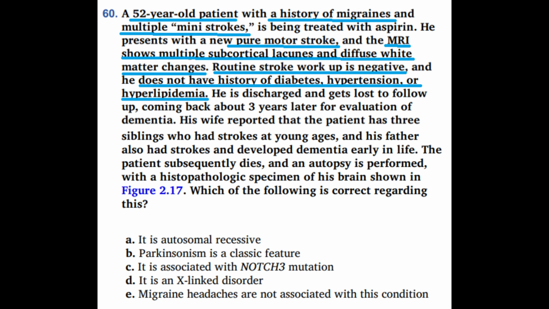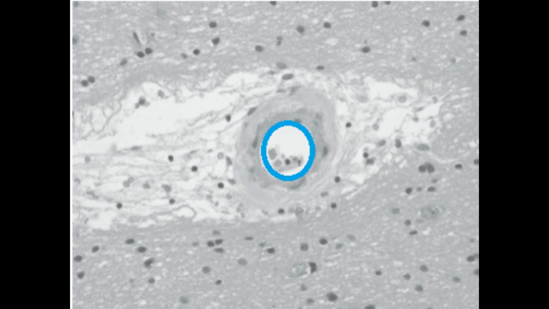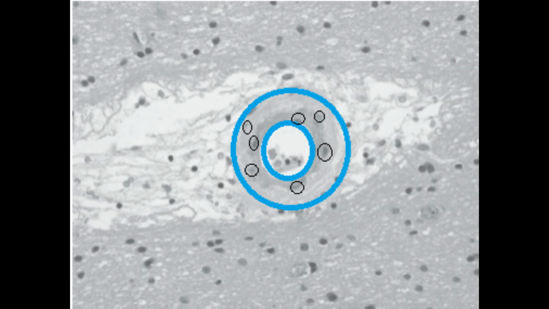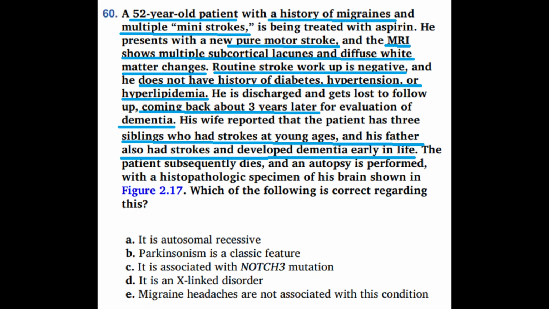That sounds suspicious, right? Well, fast forward 3 years later and he returns with dementia, and now we are getting the game-changing family history. Siblings with early strokes and a father who developed vascular dementia. We are now told that at autopsy, the pathology shows a small vessel with thickened walls containing basophilic granular material. Putting the pieces together, this screams CADASIL.